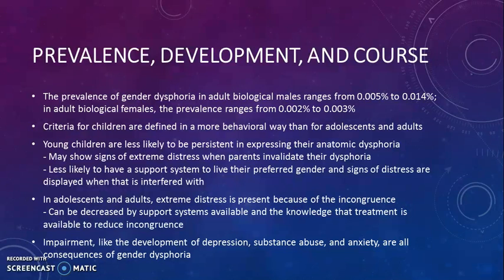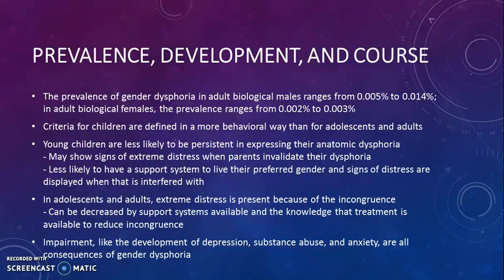So there are separate criteria sets for gender dysphoria, since expression of gender dysphoria varies with age. Criteria for children are defined in a more behavioral way than for adults and adolescents. Young children are less likely than adults and adolescents to express persistent anatomic dysphoria. So they may show signs of extreme distress, like crying, after a parent tells the child that they are not really part of the other gender and only desire to be. They may also not have the support systems available to live the role of their preferred gender, and they may feel distress when that is interfered with.